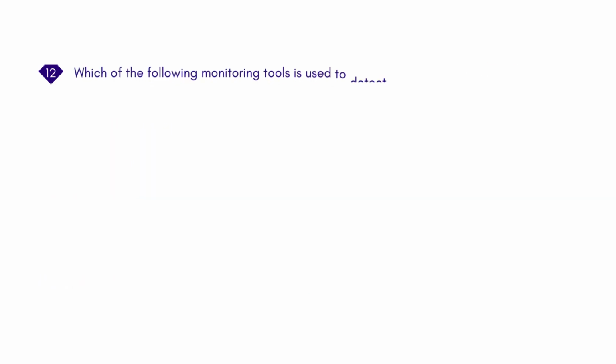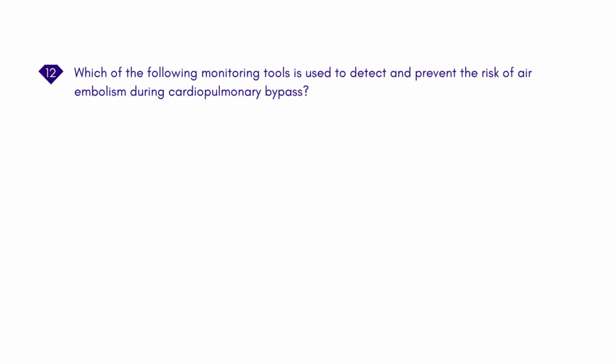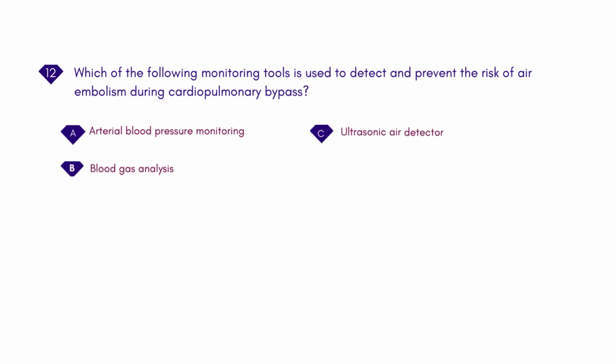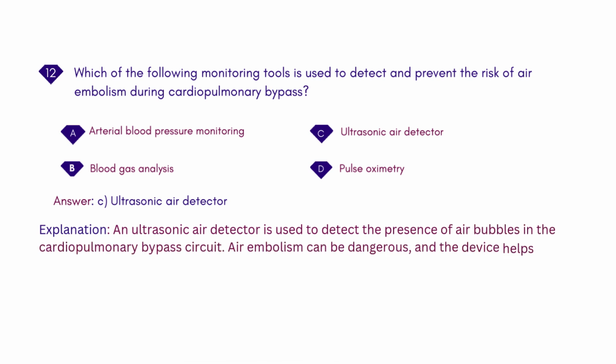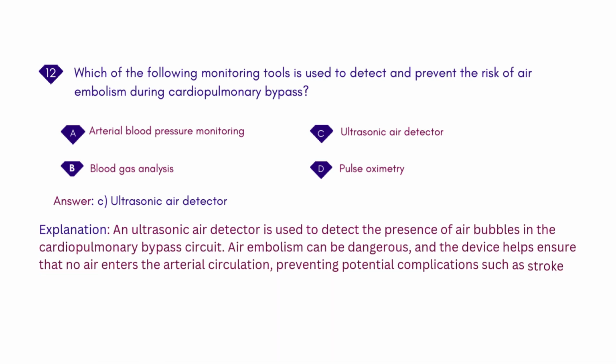Which of the following monitoring tools is used to detect and prevent the risk of air embolism during cardiopulmonary bypass? A. Arterial blood pressure monitoring. B. Blood gas analysis. C. Ultrasonic air detector. D. Pulse oximetry. Answer: C. Ultrasonic air detector. Explanation: an ultrasonic air detector is used to detect the presence of air bubbles in the cardiopulmonary bypass circuit.